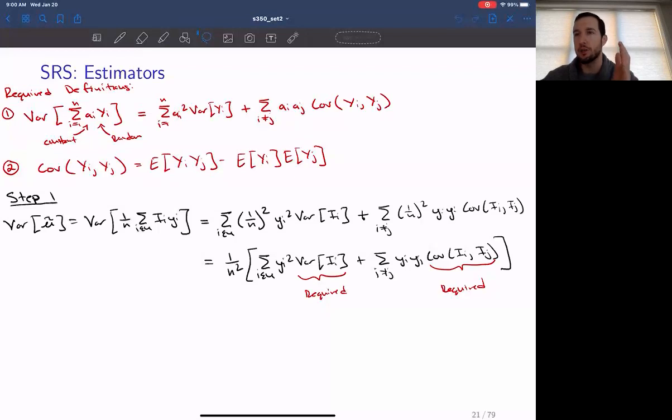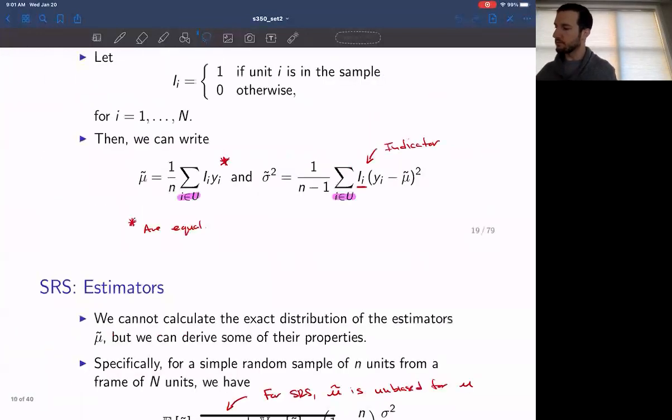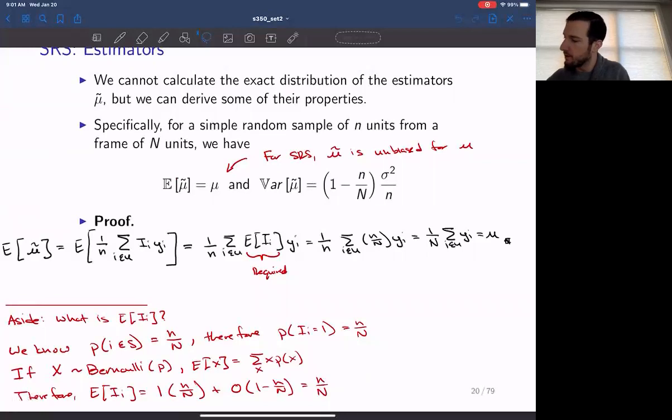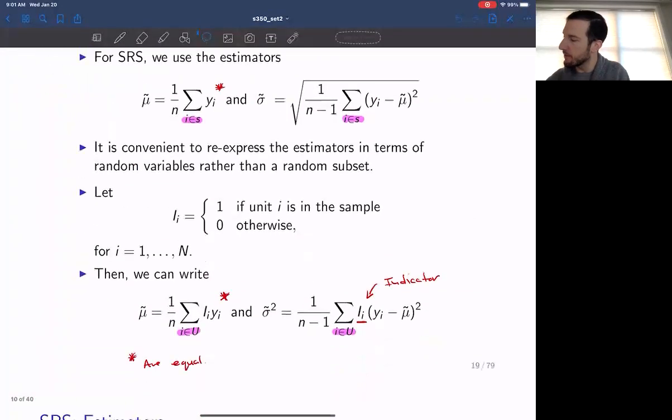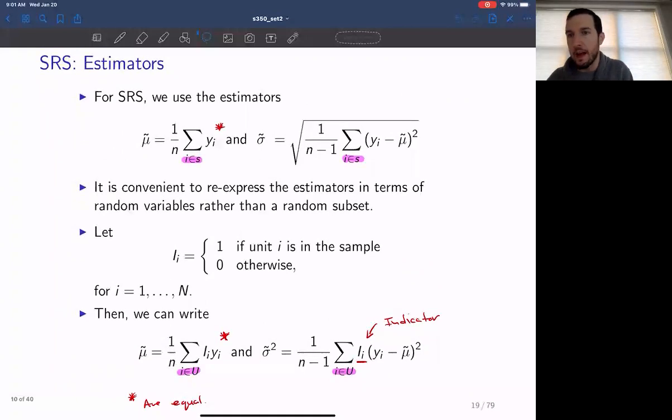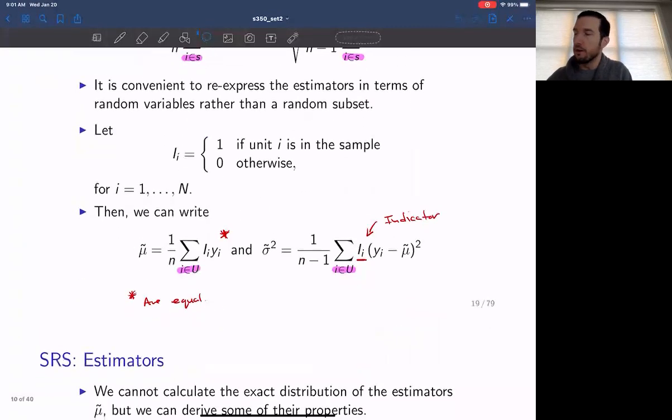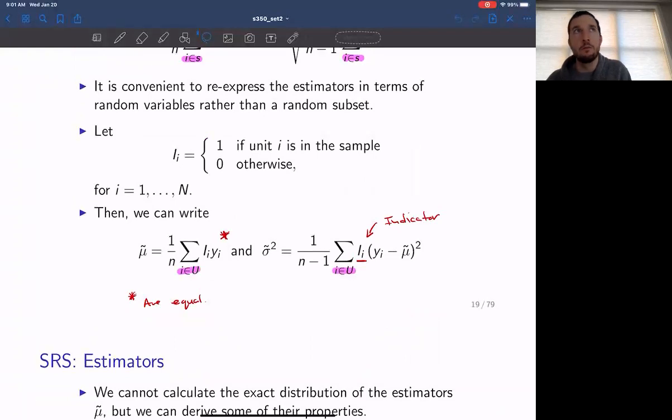And in terms of the lecture material, we are in lecture set 2, and we are working through a proof that shows the form of our SRS estimator. On slide 19, the estimators for a simple random sample are stated. We have the estimator for the population mean, and we have the estimator for the population standard deviation. Obviously, if we want the population variance, we just have to square this, so they're interchangeable in that sense. We introduced an indicator variable, capital I subscript i, to represent whether or not the observation belongs to the sample.